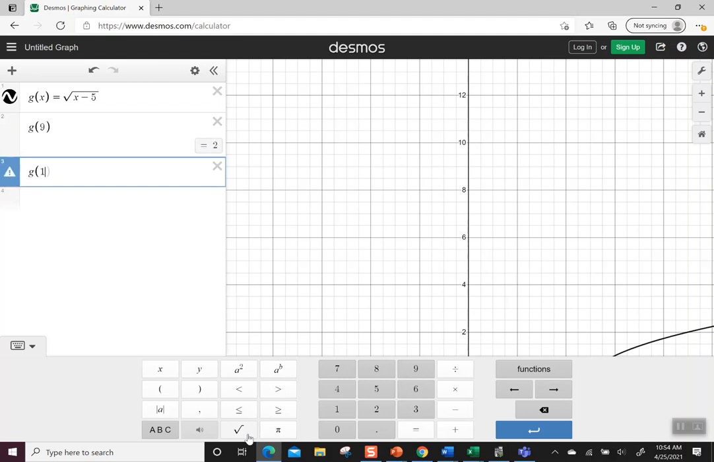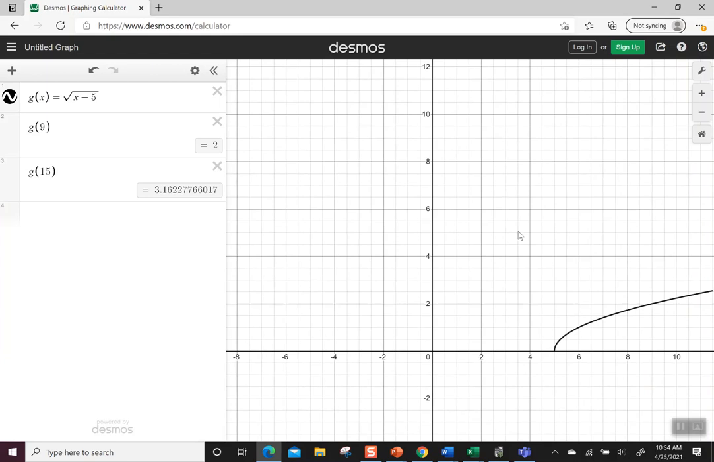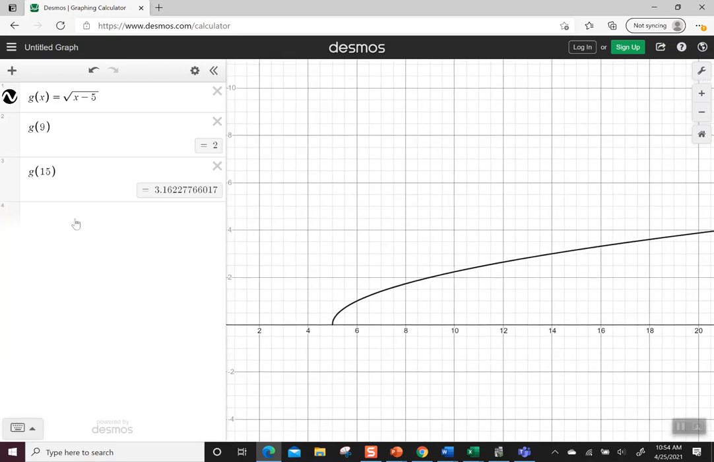Maybe I want to know g of 15. This time, it doesn't give me the choice to be a fraction because this is an irrational number, so instead it gives us a good approximation for it. Let me move my graph around so you can see it a little better.